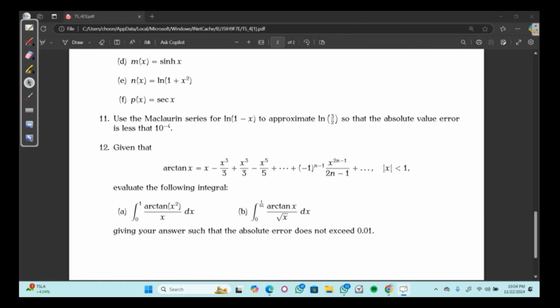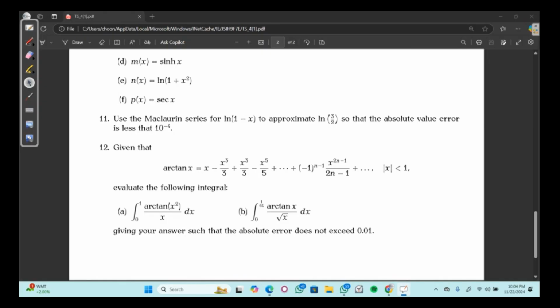Then the final question, which is question 12. I used to get a lot of questions on this one, and this is one of the easiest questions that I've ever done. Question 12 is very, very simple.